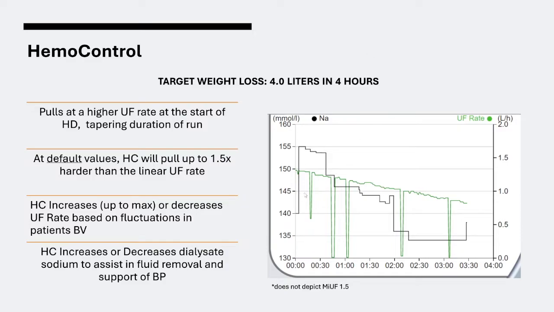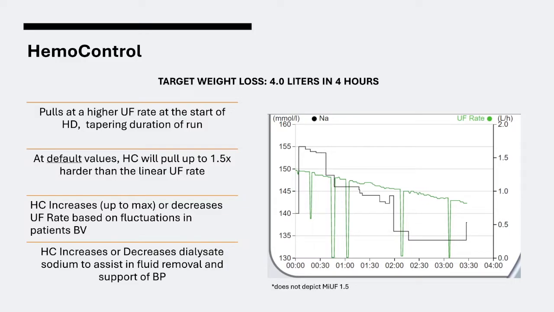So I'll just show you a quick example of that over on this side here. It's hard to say without seeing the full machine setup, but I would suspect that this moment was met with a drop in blood volume on the patient's side. So HemoControl recognized it, and it backed off and gave them a bit of a break until it started to see their blood volume recover. So they were refilling, and then it reinitiated UF.